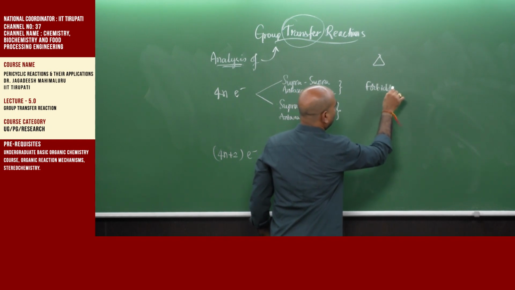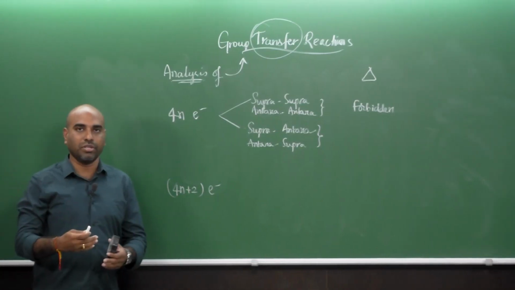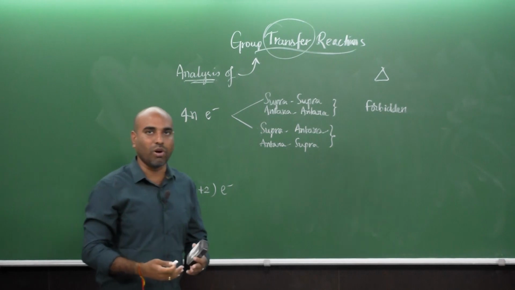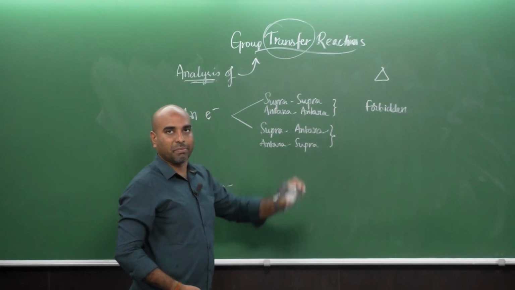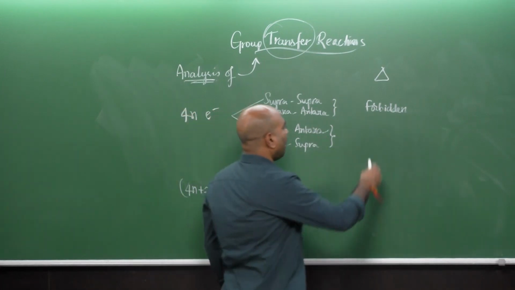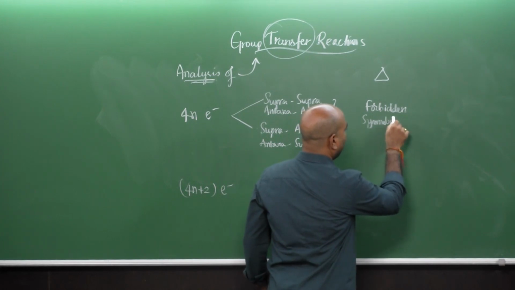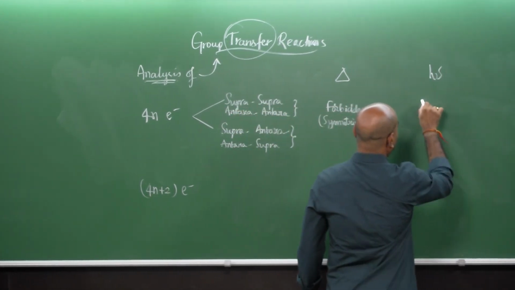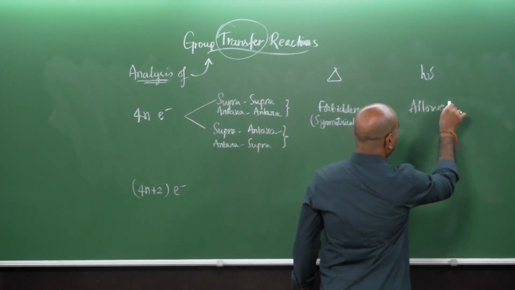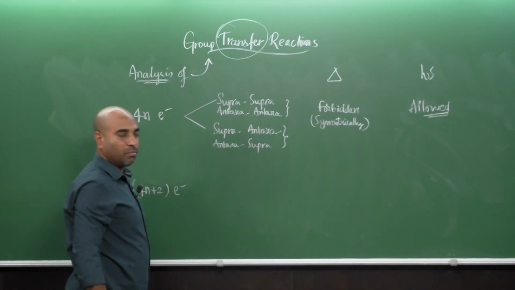So supra-supra or antara-antara mode of approach by the individual partners involved in the group transfer reactions under thermal conditions is thermally forbidden, or symmetrically forbidden. You can also say they are symmetrically forbidden under thermal conditions. Under photochemical conditions, they are allowed. So, when is this allowed? For a 4n electron system under supra-supra or antara-antara mode of approach.